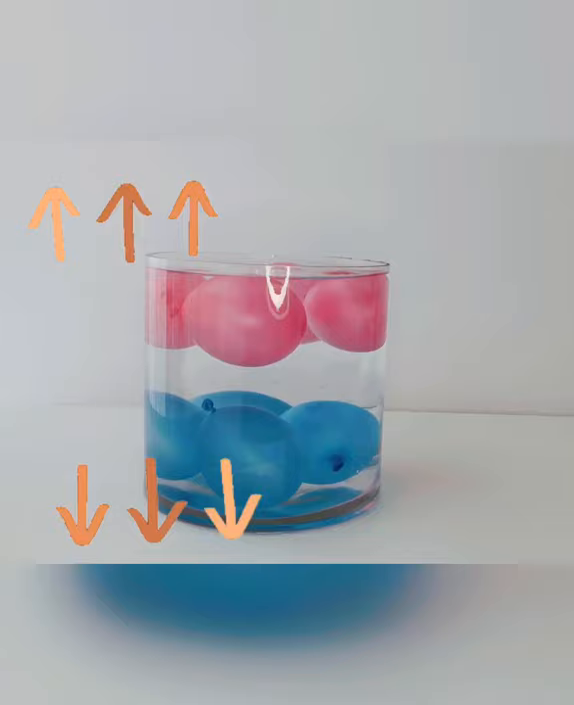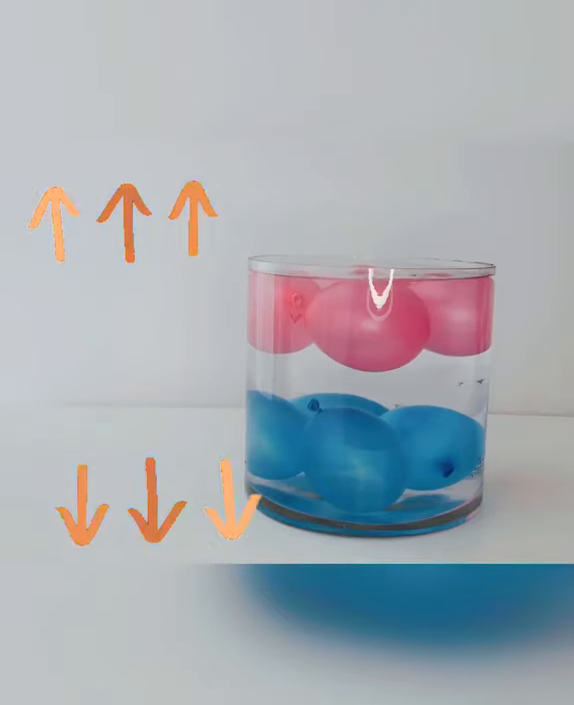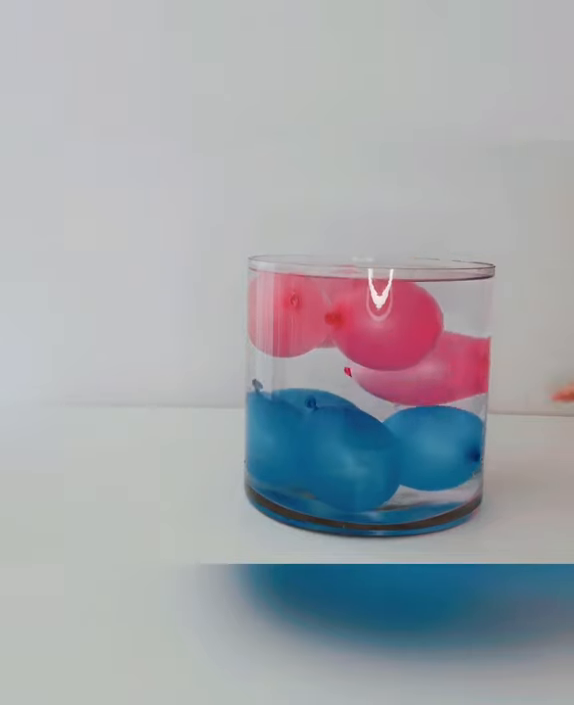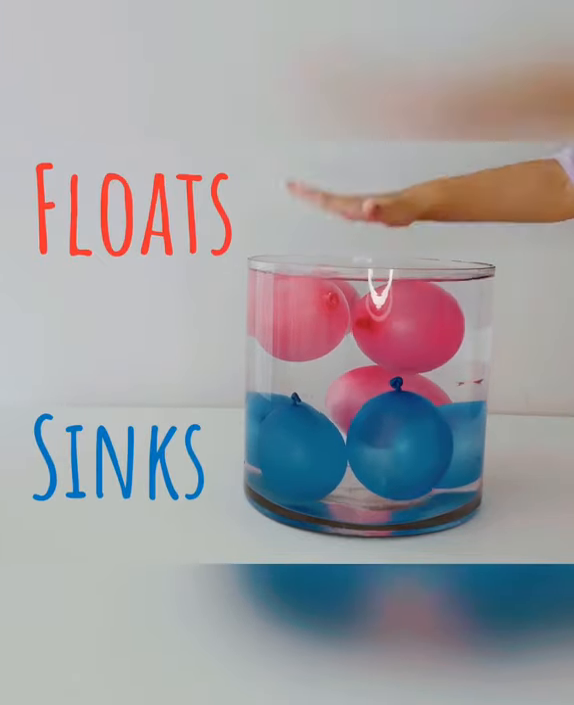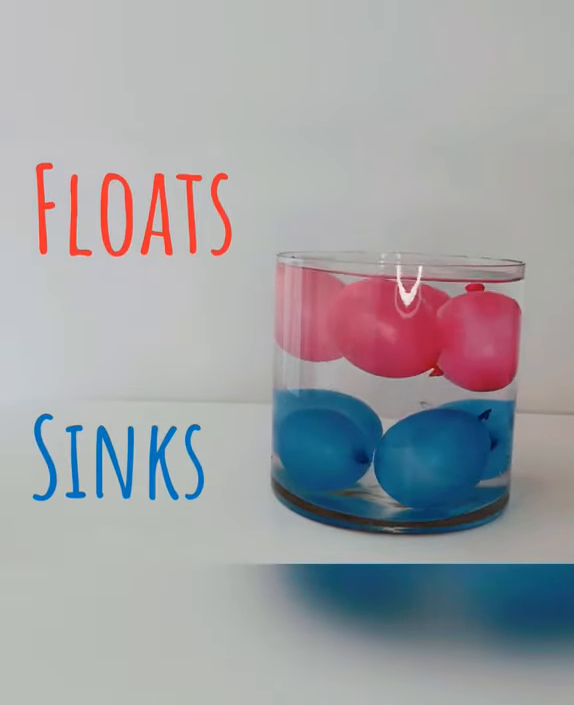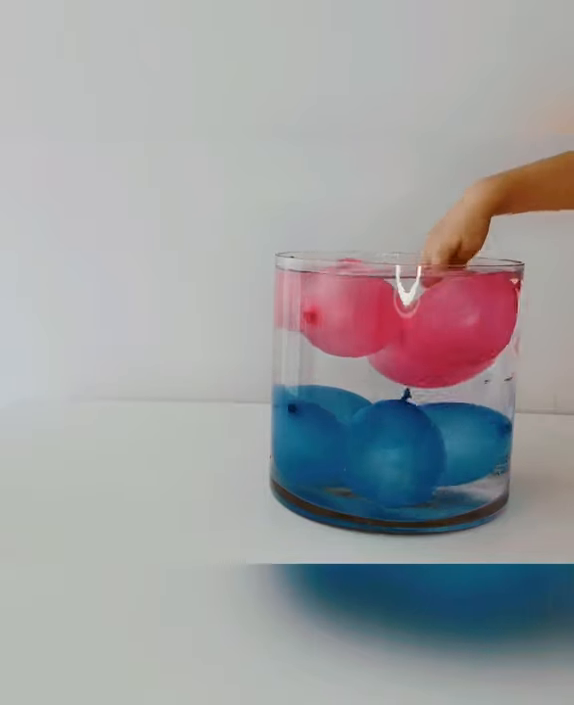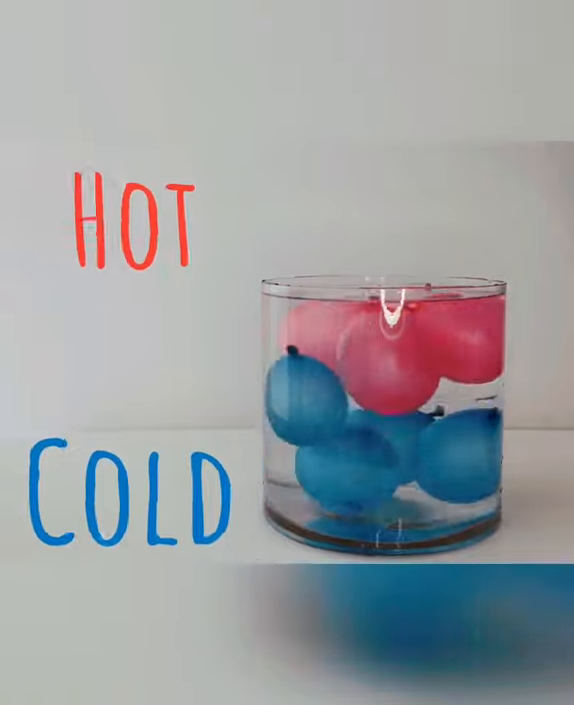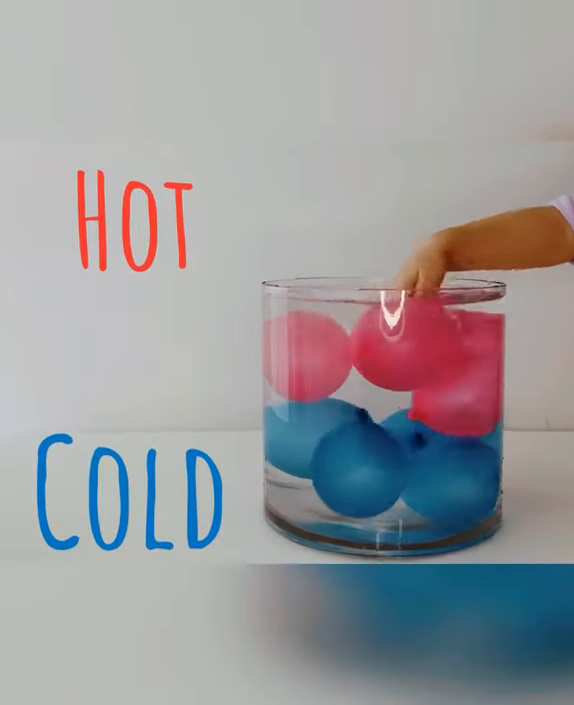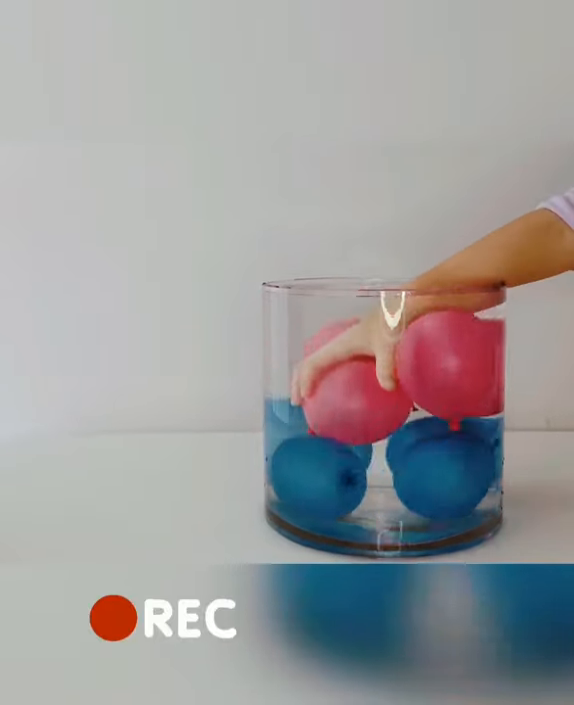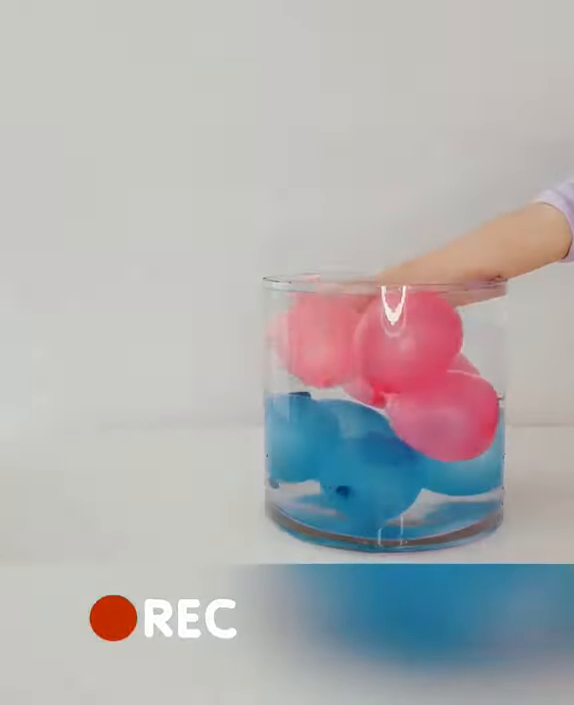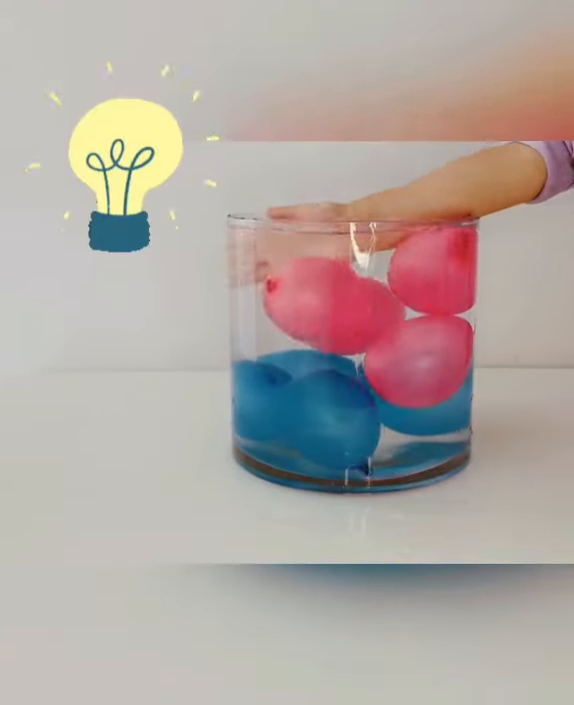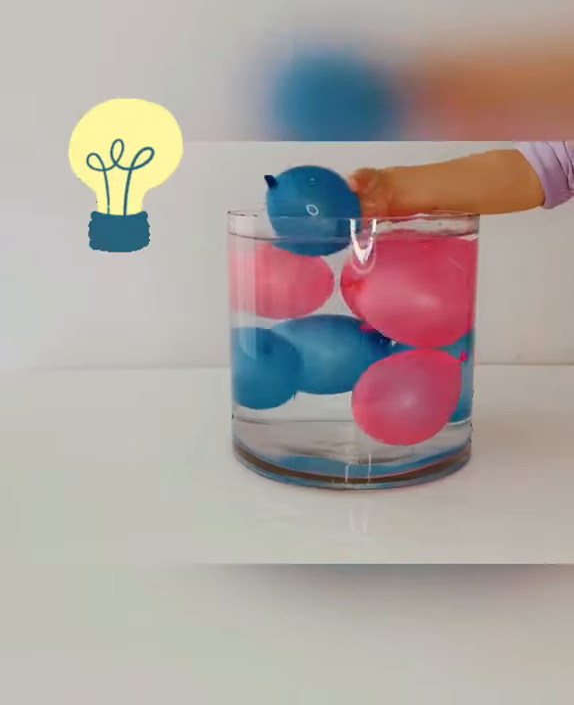We can see how the hot water balloons float at the top while the cold balloons stay at the bottom. And this is how water density works. The hot balloons are floating up while the cold ones are sinking down. The reason for this is that hot water always weighs less than cold water.